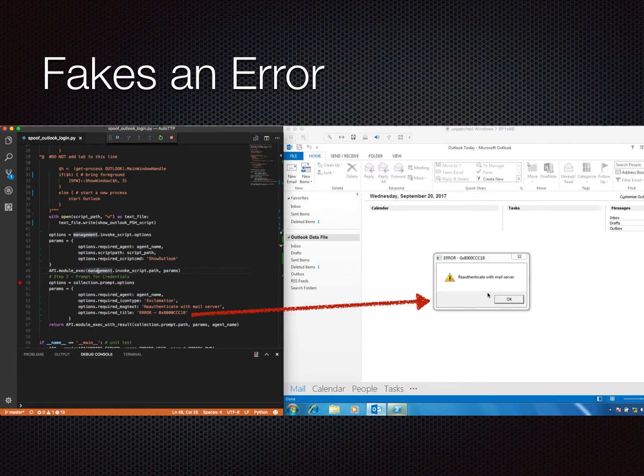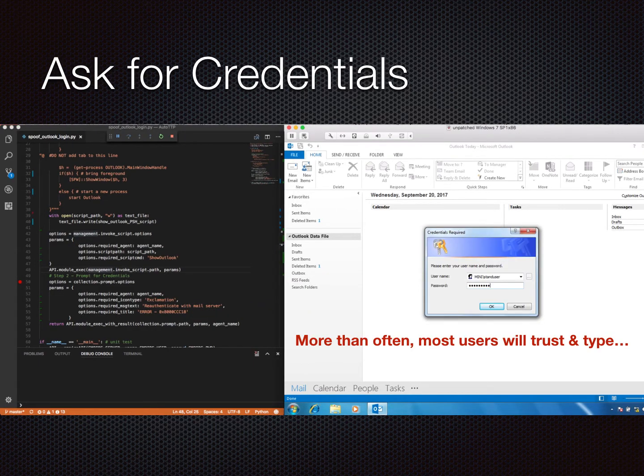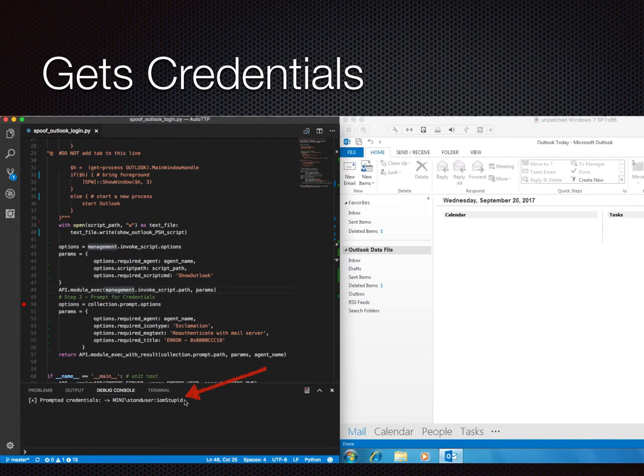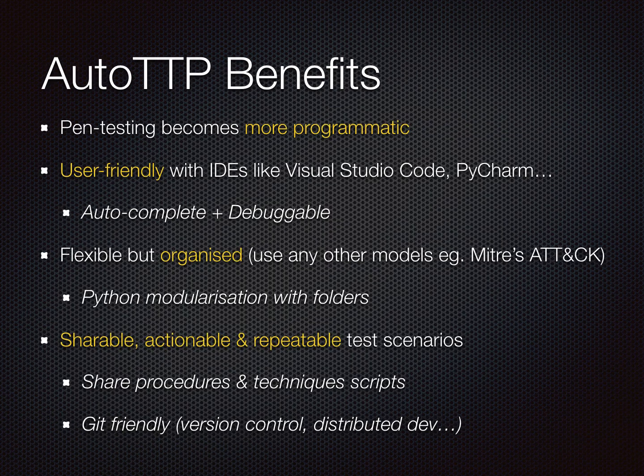Once the Outlook client is presented, the script will cause an error prompt to get the user's attention to re-authenticate. The credential prompt will appear. Most users will trust the interface and type his or her credentials. The credentials will then be available to the script for further processing. The earlier examples showed how we can program various offensive steps.